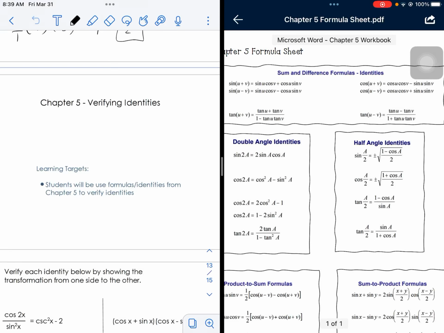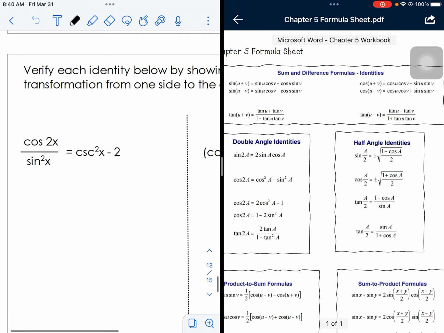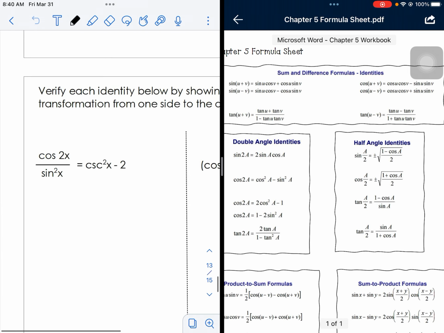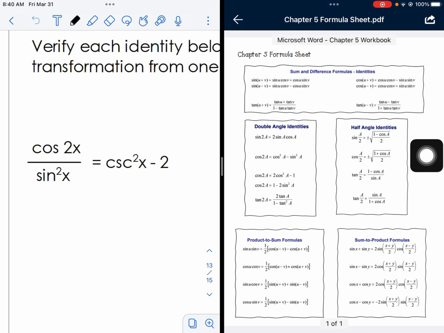Hey guys, today we're going to be verifying identities. This is the last section in chapter 5 for trig. So this is going to feel like unit 1, when we were going over that process of substituting out equivalent trig values. And today we're just going to be using our formula sheet, and that's why I have it up over here. So the first one, it looks really complicated.